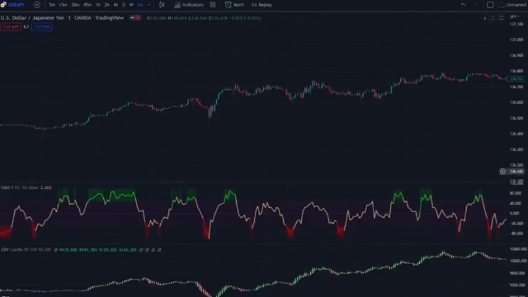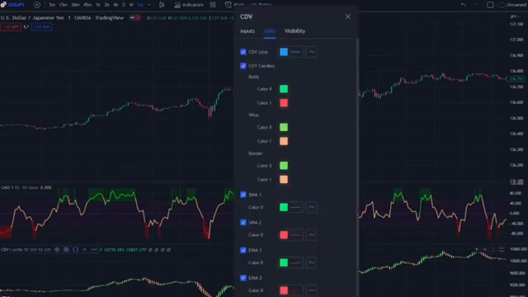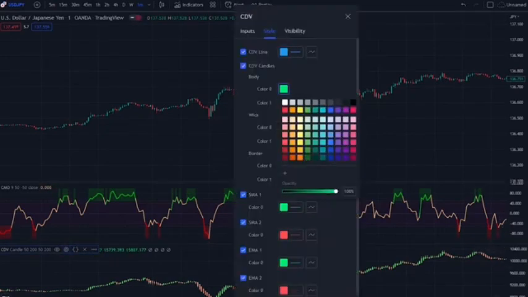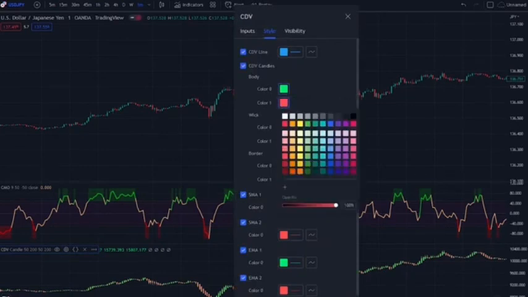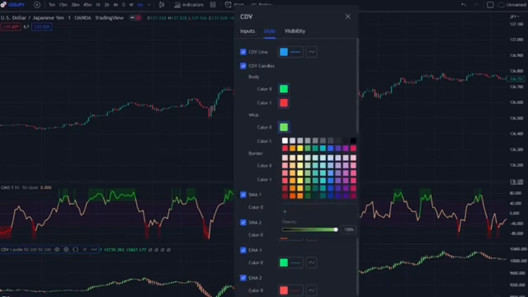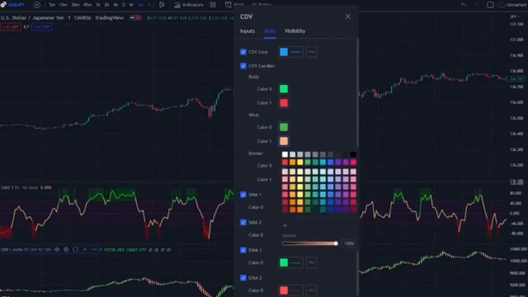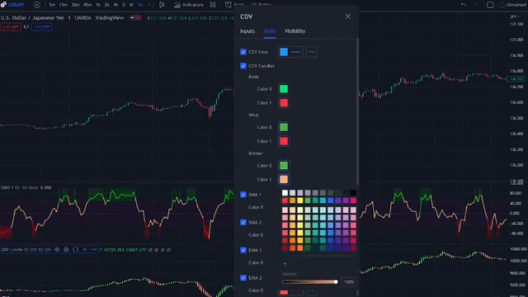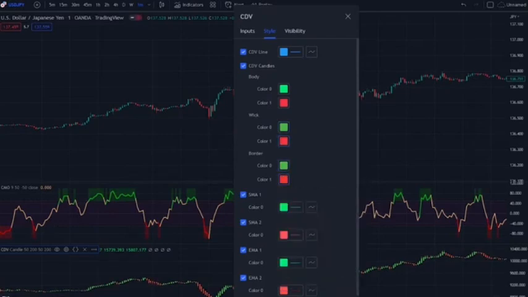Let's head over to the settings and make some adjustments. So we're going to double-click on the Cumulative Delta Volume indicator and change these colors to a better-looking green and the better-looking red. And for the inputs, we will leave it as it is. After that, click on the OK button.